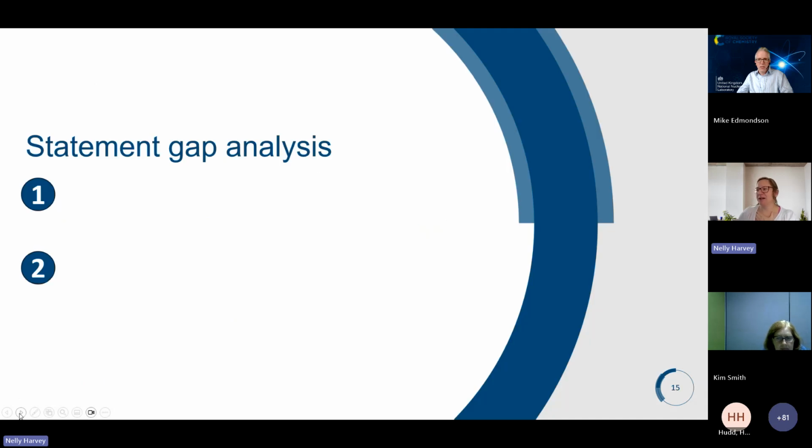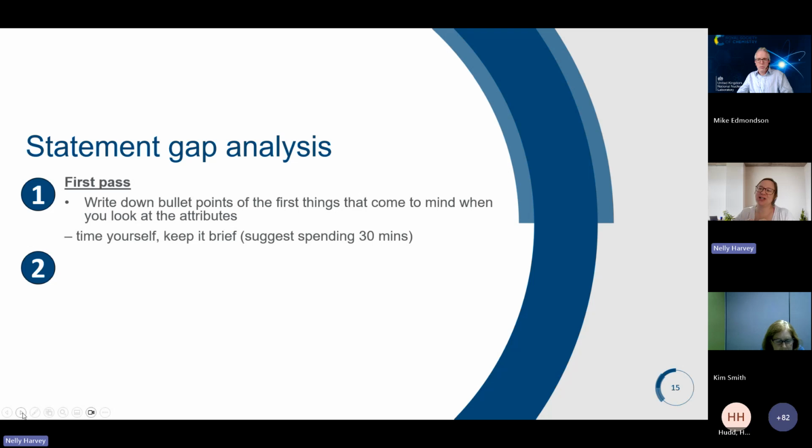So let's have a little look now at making a start on drawing up your statements. So we have a 2-step process. You may not wish to follow this. You may have another approach which works well for you. That's totally fine. But if this is all new to you, here's an example of how you might proceed. So we suggest looking at where your gaps are currently and conducting a first pass where you look at the 14 attributes and spending not very long, maybe no more than 30 minutes, just jotting down bullet points against each of the attributes, the examples that come to mind initially.